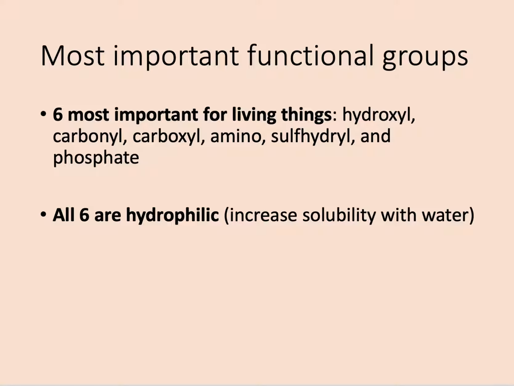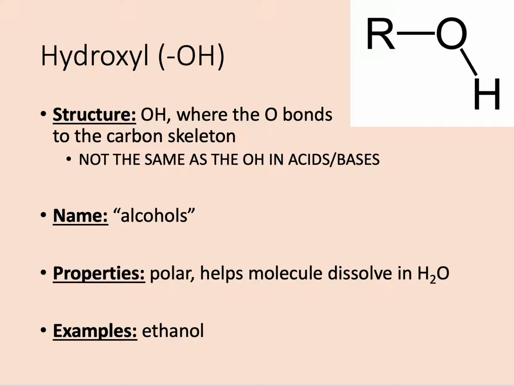Our first one is the hydroxyl group, which is just an O and an H. So in these pictures, if you see that R there, that's the carbon chain. So there's a whole long chain of carbons, and at the end there's an oxygen and a hydrogen. The structure is OH, where the O bonds to the carbon skeleton. If you remember from when we did acids and bases, there was an OH involved there too. It's not the same thing, same atoms, but it's not doing the same thing.